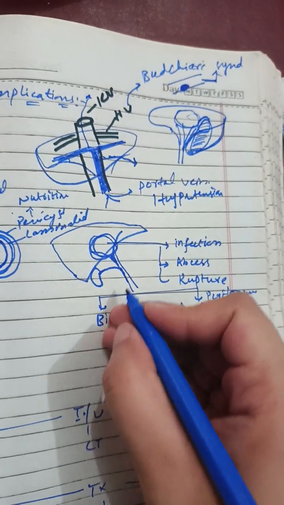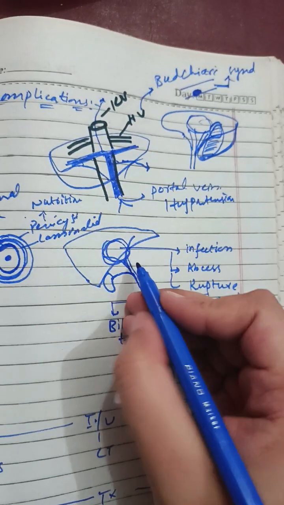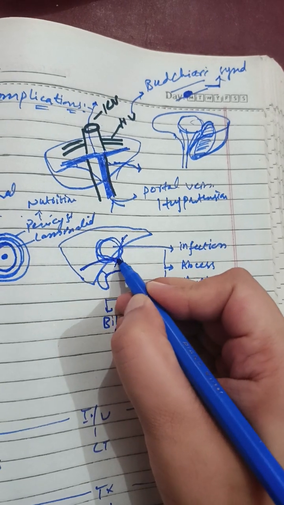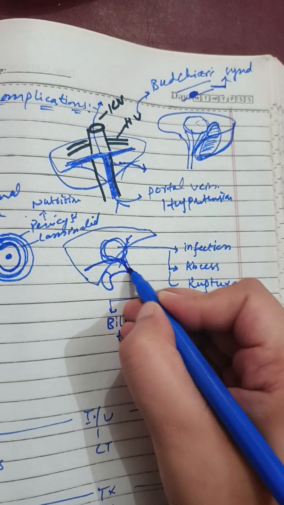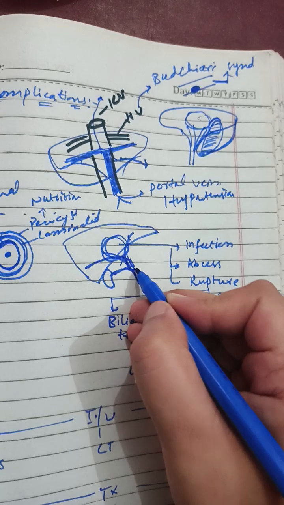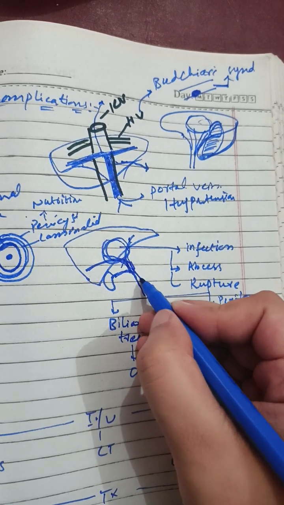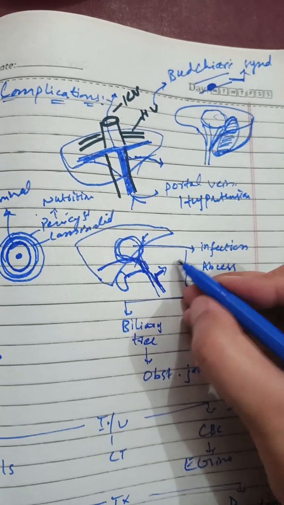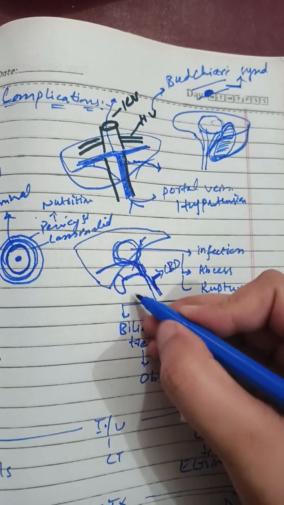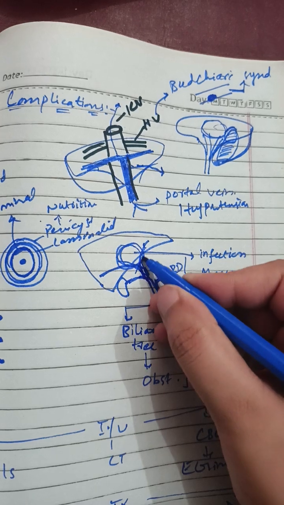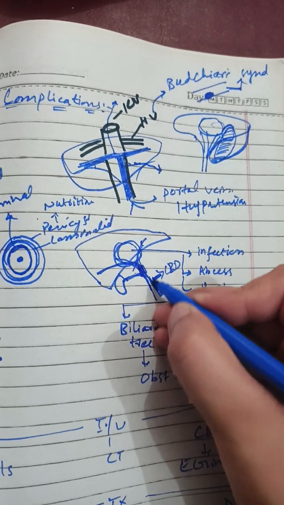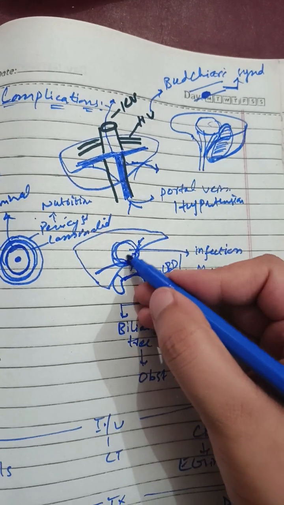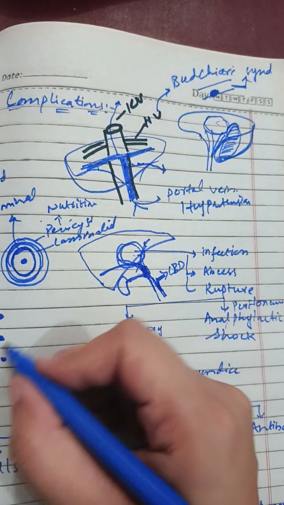And if it ruptures into the biliary tree, this is the left hepatic duct, and this is the right hepatic duct, and these two combine to form the common hepatic duct. This is joined by the cystic duct, and after the cystic duct joins the hepatic duct, the duct is called the CBD.